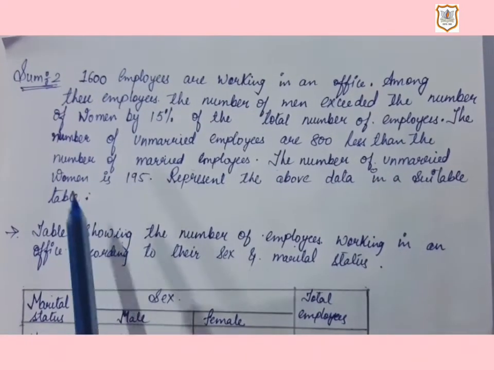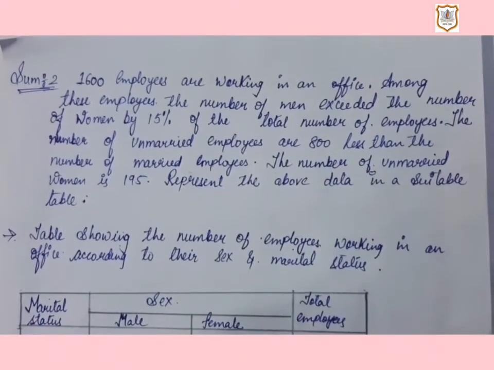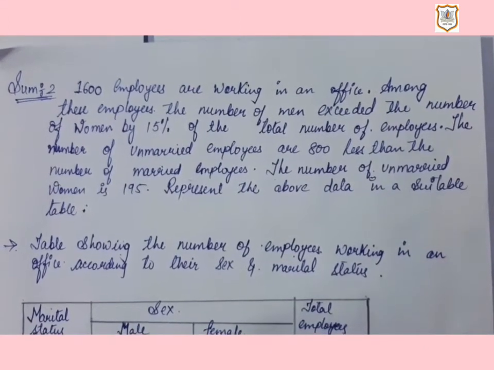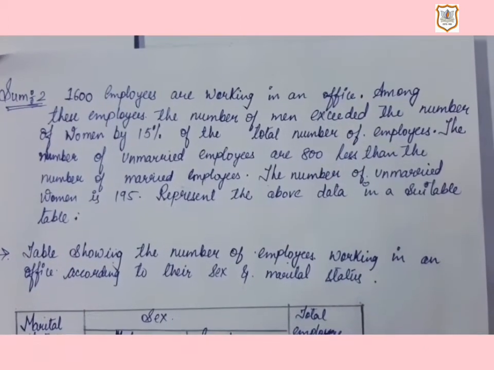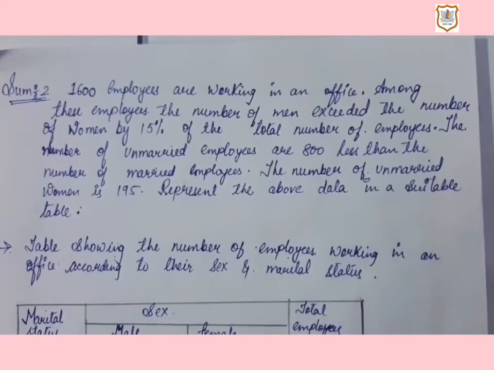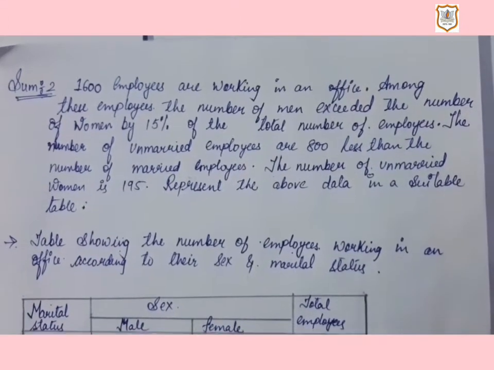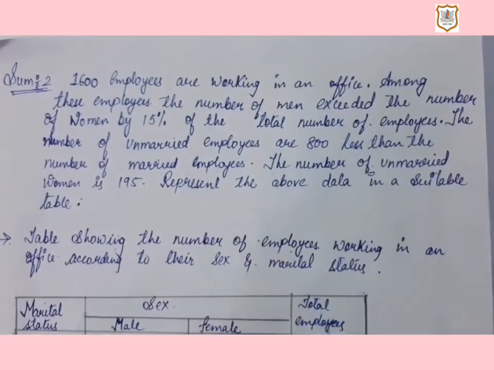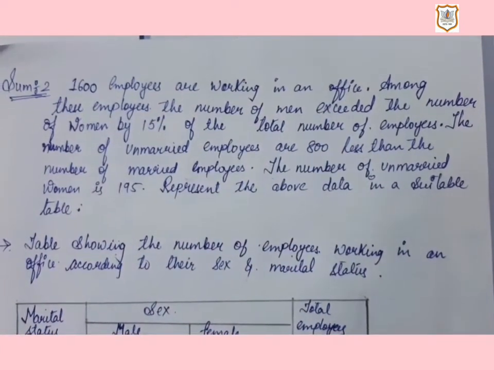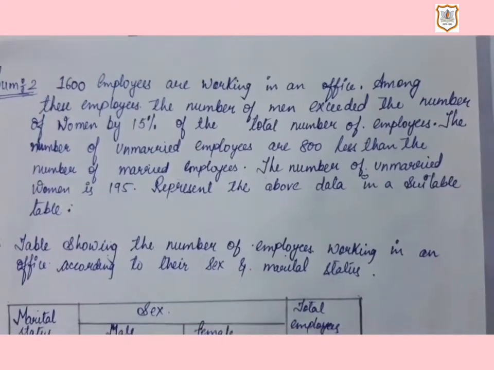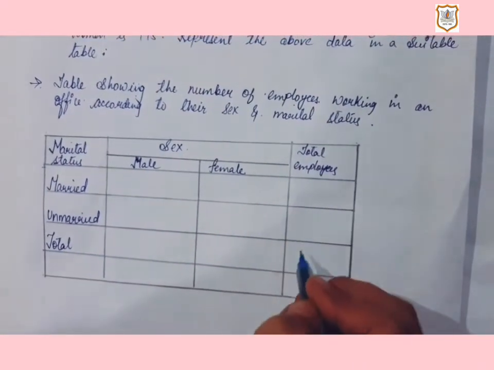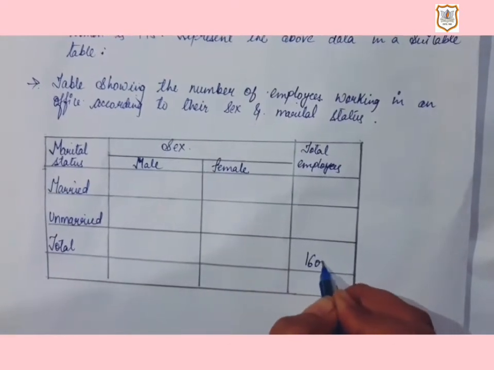So, in the given data, there are two attributes. First, sex of employees, and second, marital status. So, according to these two attributes, we will classify and prepare the table. So, let's read. 1600 employees are working in office. That means the total employees in the office are 1600. So, here we will note down total employees.